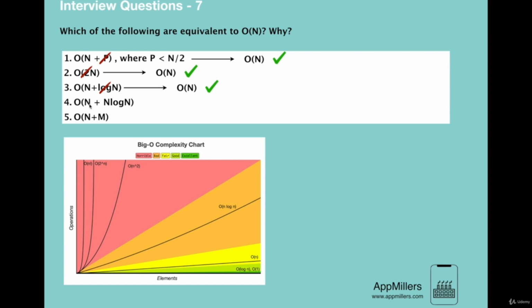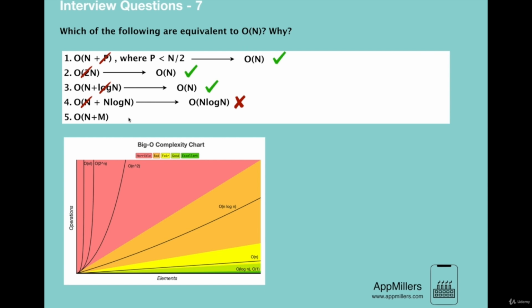And in the fourth one as well, we need to use the graph again. From the graph, we see that O(n log n) is over here, O(n) is over here, which means that in this case, O(n log n) is the dominant term. So we need to drop O(n). If we drop O(n), we see that our complexity will become O(n log n), which is not equivalent to O(n).